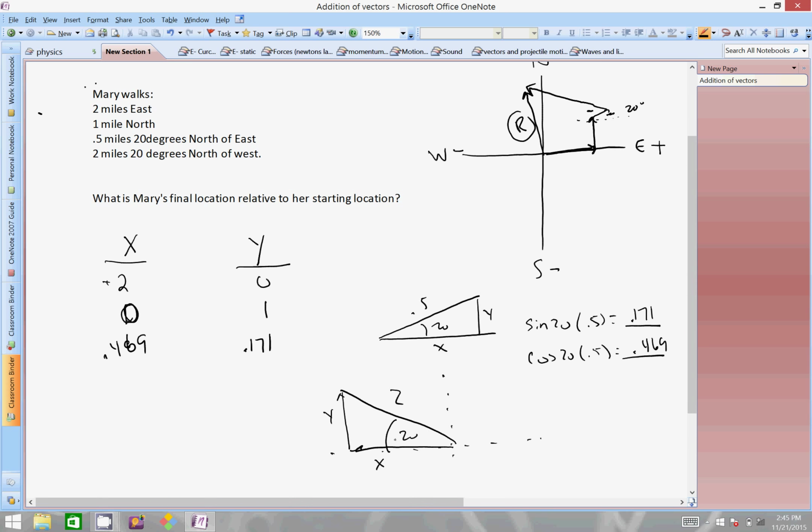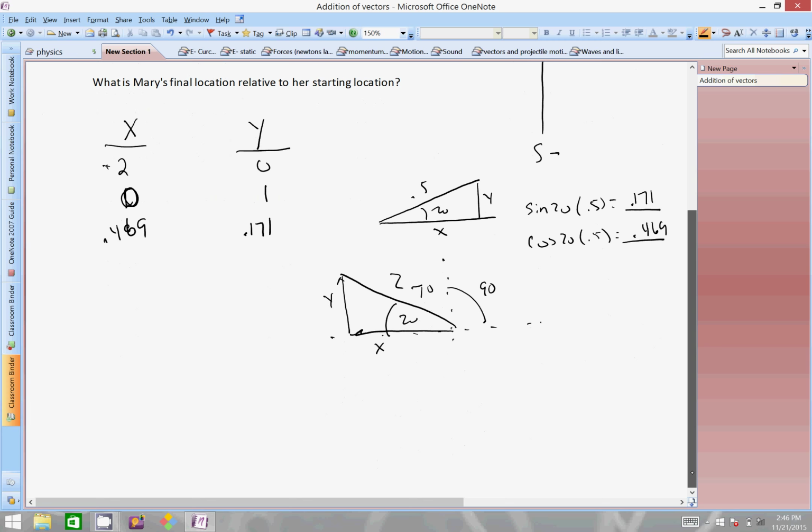Now I'm using 20 here. This would make this angle right here be 70 degrees, and this component here is 90 degrees. So I could do this with 20 degrees like this, or I could use the angle, same math on this guy, 160 degrees. That would give me the same exact measurements that I would like.